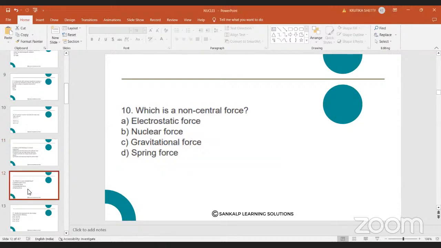Next, which is a non-central force? So the next question is, which is a non-central force? To say non-central force, you should know its definition. For example, if you consider two bodies, here is one body and here is the other body. If the force is acting along the center of the bodies, along the line joining the two bodies, these are called central forces. Now the question, which is non-central force?